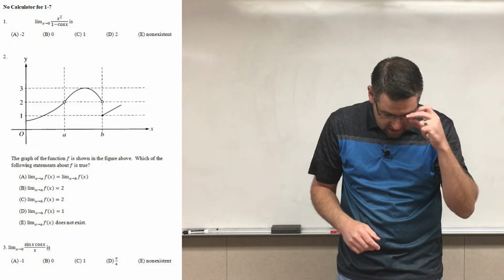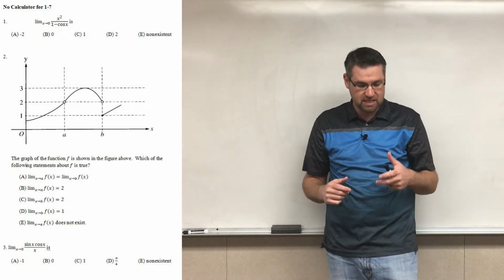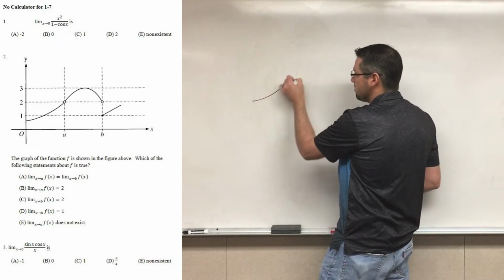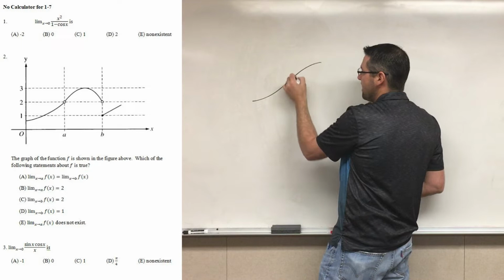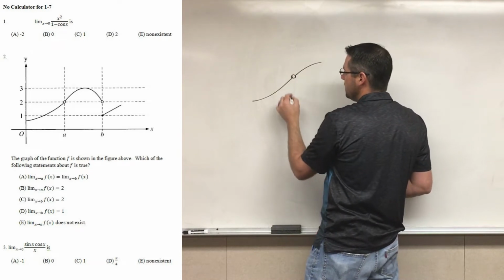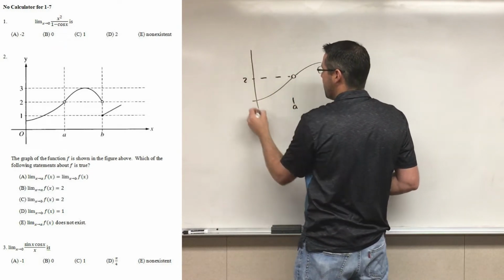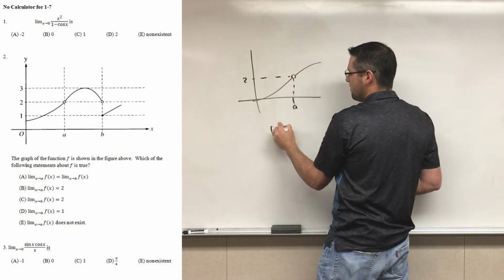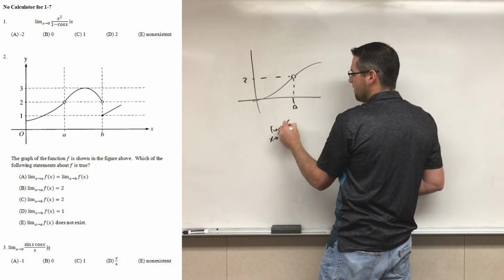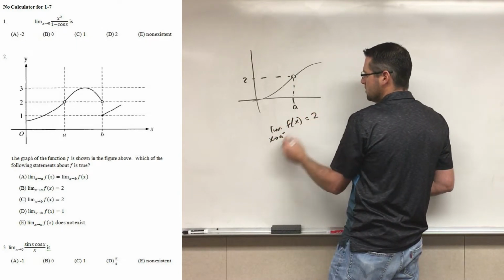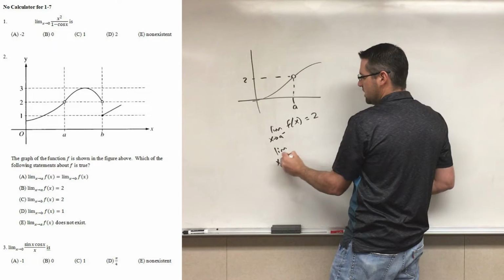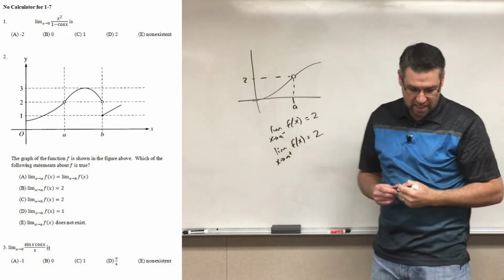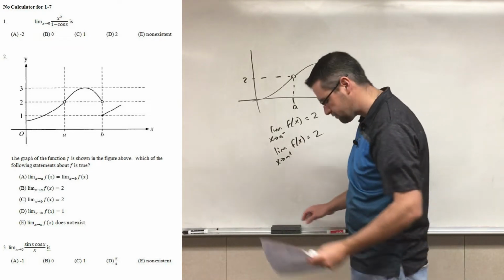B, it says the limit as x approaches a of f of x is 2. And that is true because we can see that the function is approaching the same value at this a value, and that value is in fact 2. So the limit from the left of a of f of x is equal to 2. The limit as x approaches a from the right is 2, and therefore we say the limit as x approaches a is 2. Okay, so that's number 2.